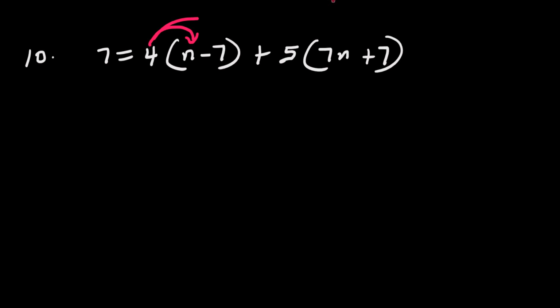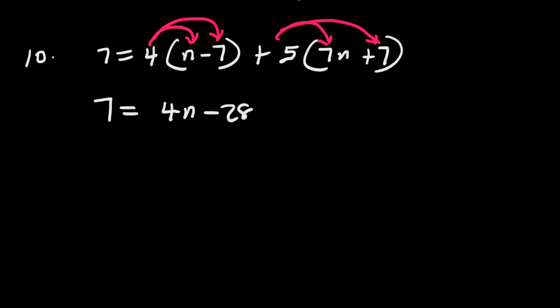4 into the content of the parentheses, and also we are going to distribute a plus 5 into each term of the parentheses, and this will become 7 equals 4 times n is 4n, and 4 times negative 7, negative 28, and 5 times 7 plus 35, and 5 times 7 is 35.